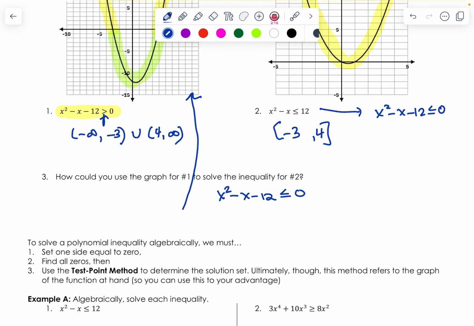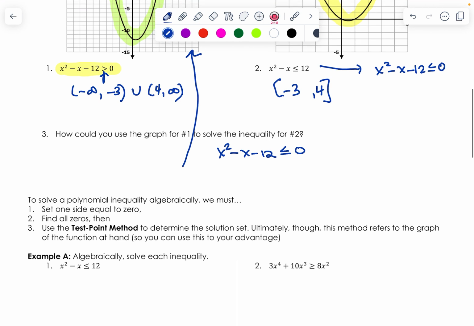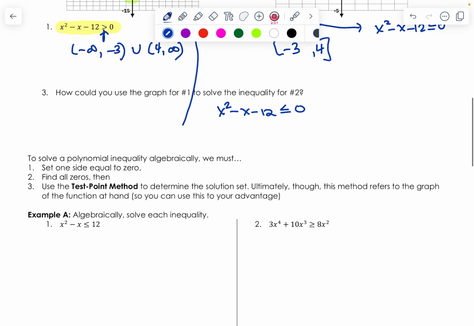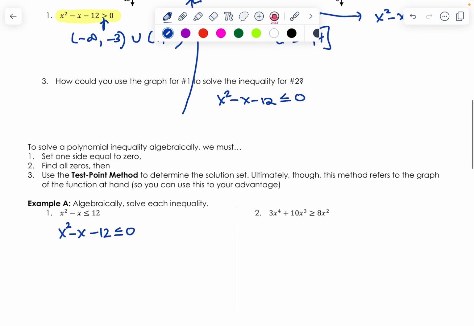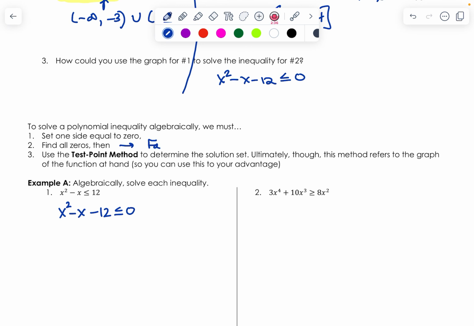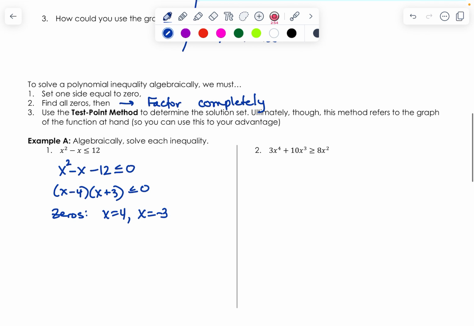All right, so to solve a polynomial inequality algebraically, what you're going to do is set one side equal to 0. So if I have x squared minus x, I subtract 12. Step 2, find all the zeros. So that means factor completely. Okay, you need to factor completely. So that's x minus 4, x plus 3. So my zeros are x is 4 and x is negative 3. Then I'm going to use a sign chart.